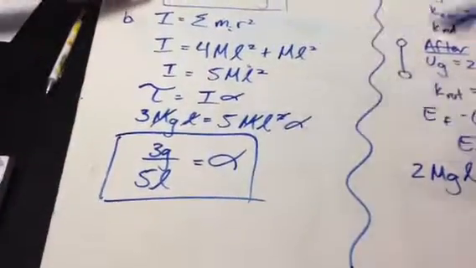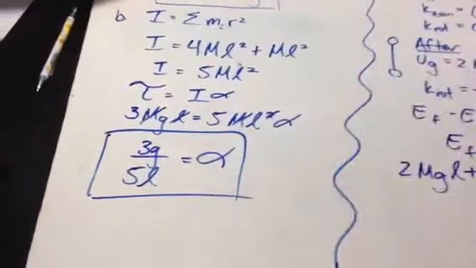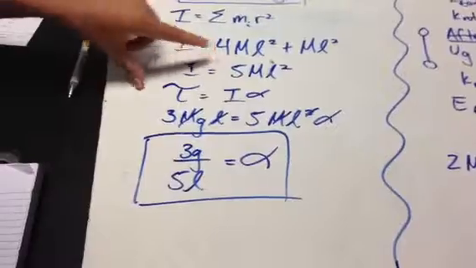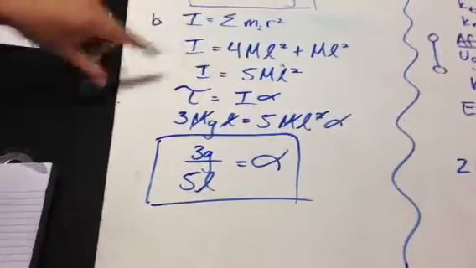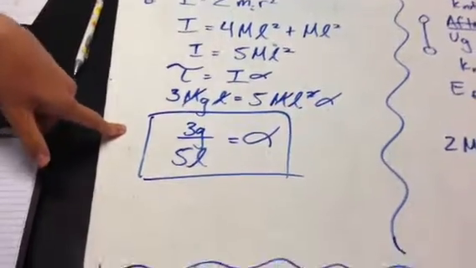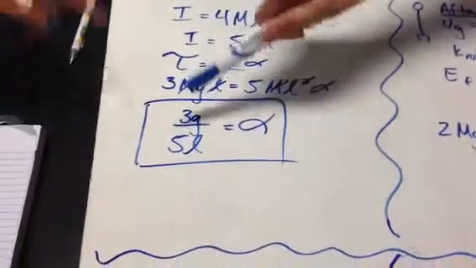So now, in part A, we found that the total torque is 3 mgl, and we just calculated that our moment of inertia is 5 ml squared. So we plug both of them in, and we end up calculating that our angular acceleration is 3g over 5l.